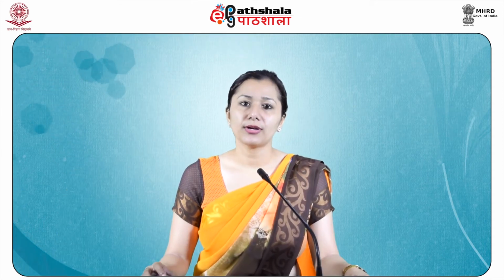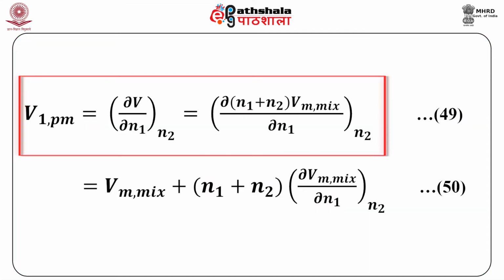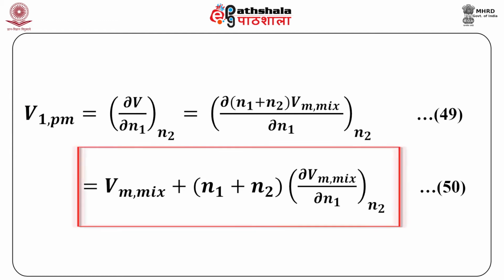Under constant temperature and pressure, the partial molar volume can be written as V1 partial molar equals dV by dN1 at constant N2, which can be further written as d by dN1 of N1 plus N2 into Vm mix at constant N2. After differentiation, the expression becomes equal to Vm mix plus N1 plus N2 into dVm mix by dN1 at constant N2. This is our equation 50.